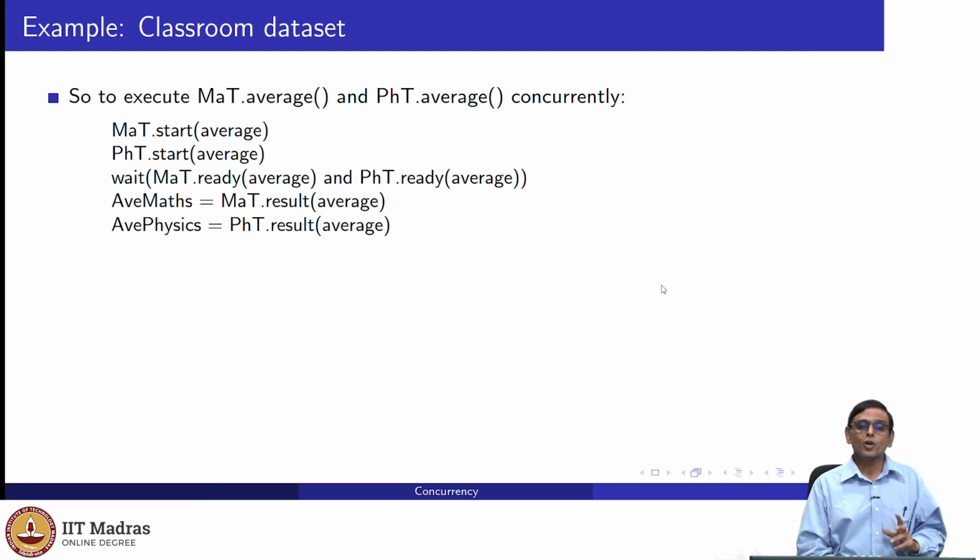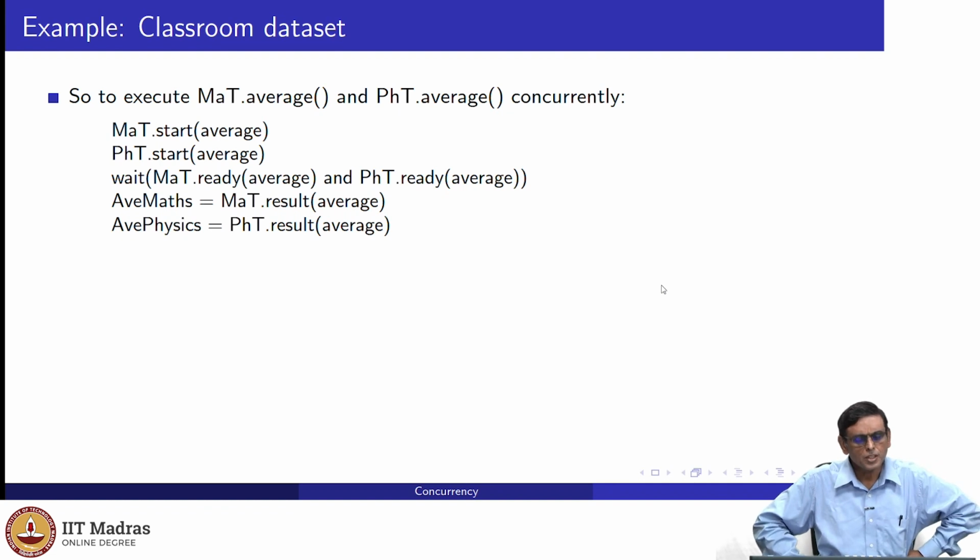Now what do we wait for? You have to wait for both of them to be ready. How do you do that? Remember that ready is a boolean, so we can do AND. So I do MAT dot ready average and physics teacher dot ready average. I wait for both of them to become true. When both are true, the wait condition is true, so it comes out. So at this point both of them are ready.